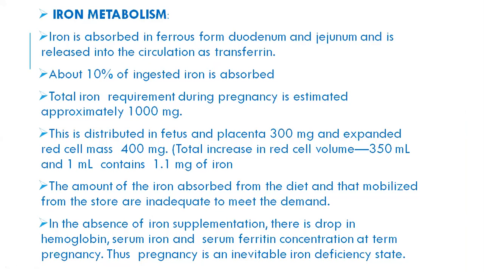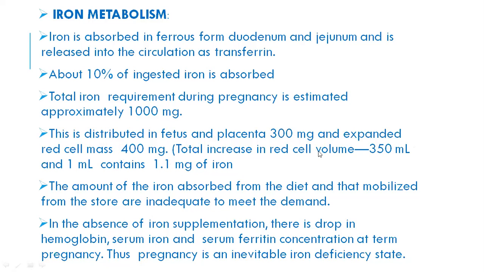What happens to iron metabolism? It is absorbed in the ferrous form from the duodenum and jejunum and is released into circulation as transferrin. About 10% of the ingested iron is absorbed. So the total iron requirement in pregnancy is approximately 1 gram, or 1000 milligrams. This is distributed in the fetus and placenta 300, expanded red cell mass 400, and 350, and 1 ml contains 1.1 milligrams of iron.